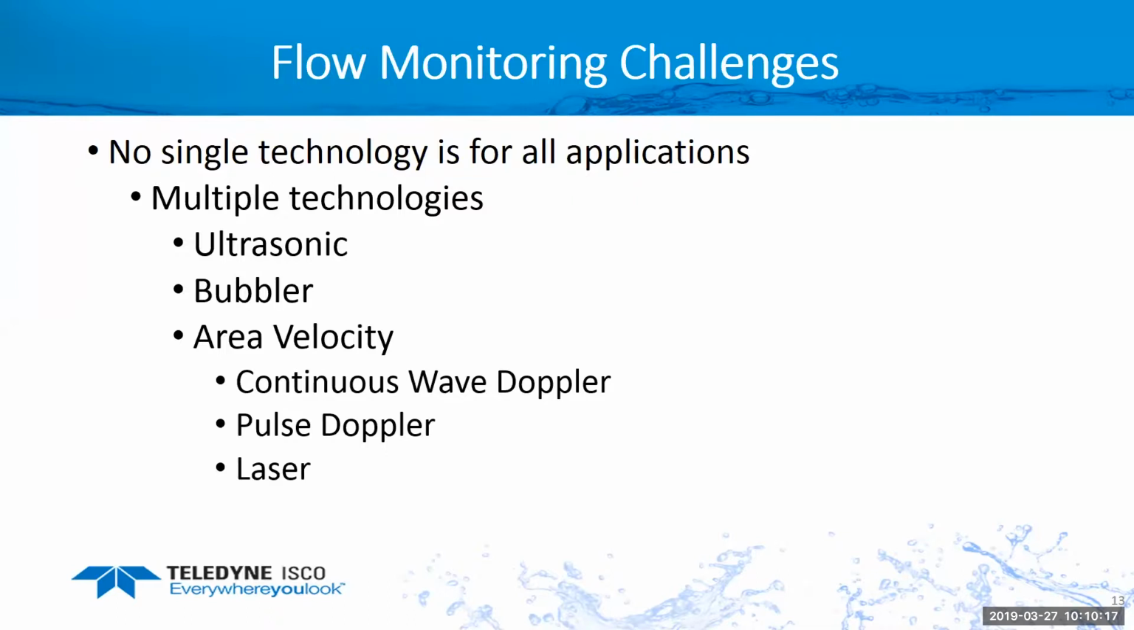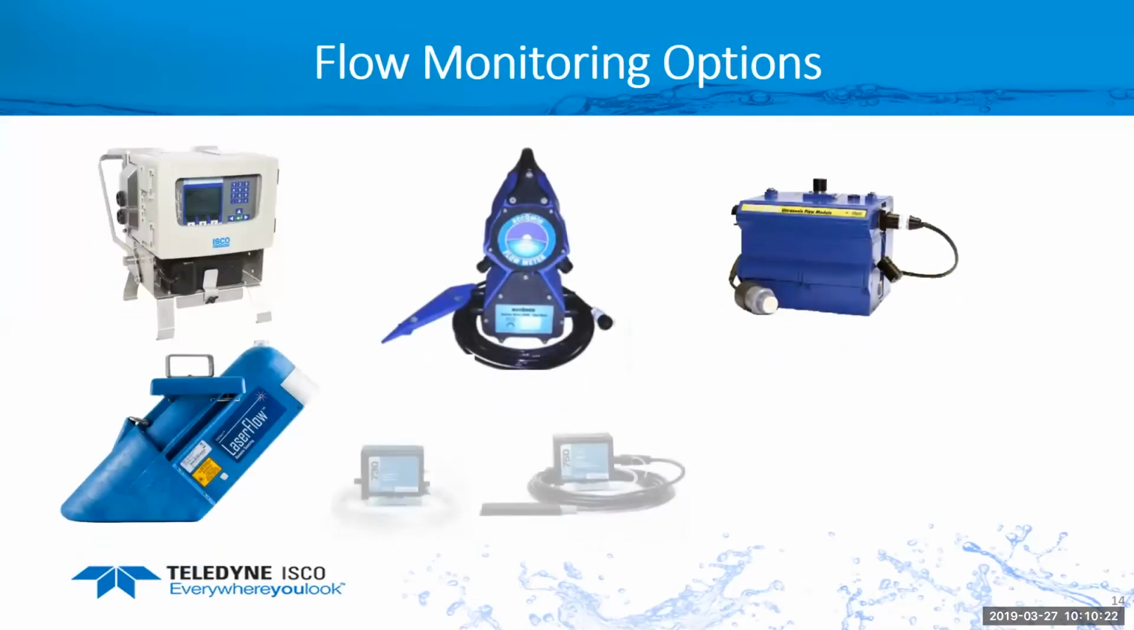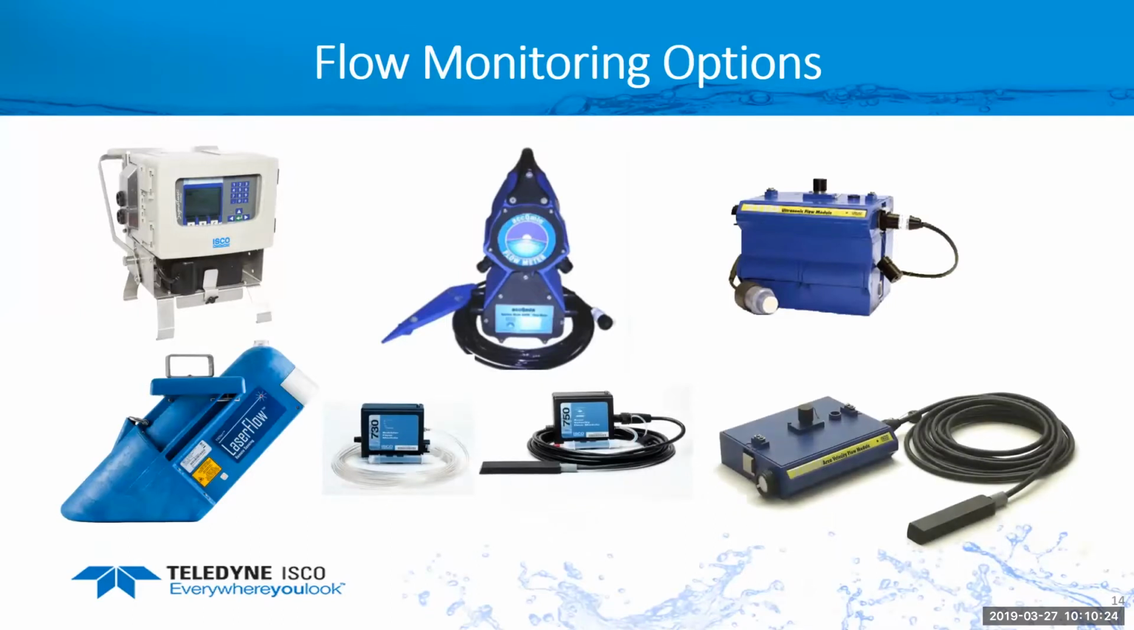So let's look at some of the equipment we offer that handles all of those different things. We have the Signature meter, we've got the AccuPulse, we've got ultrasonic, bubbler, and area velocities, which includes the LaserFlow as well as the continuous wave Dopplers. So this is pretty much our line that touches base. We have more, but I didn't have enough to show an entire slide of this stuff. So this touches base on common equipment you can use for stormwater flow measurement.